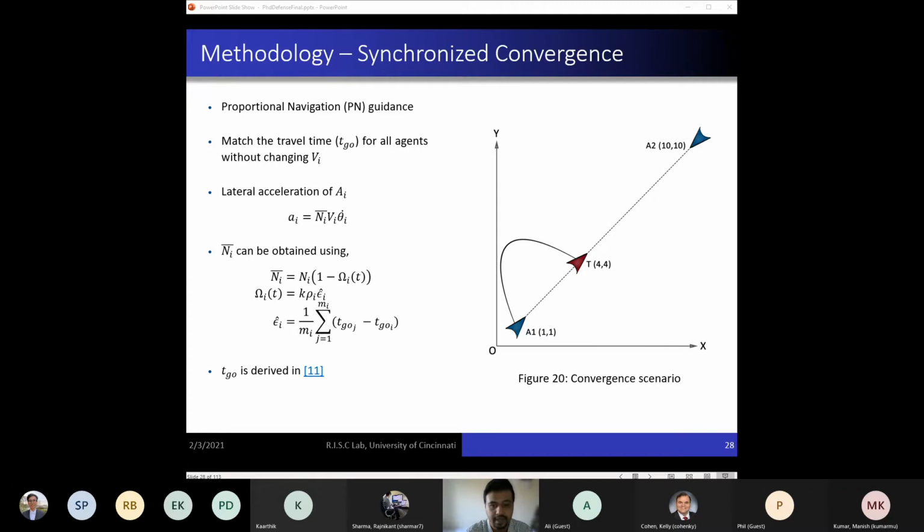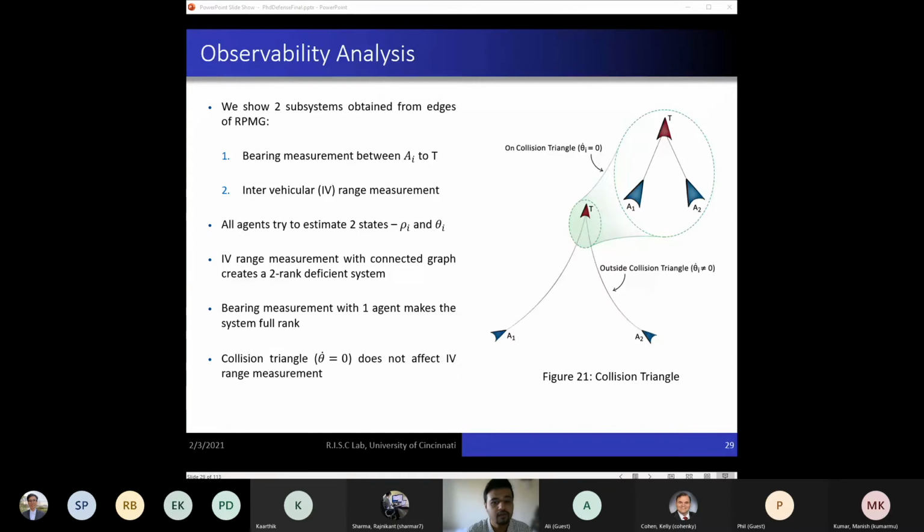Coming to the observability analysis, we divide the system into two subsystems, one for the bearing measurement between the agent and the target, and the other for the intervehicular range measurement. With the intervehicular range measurement and connected graph, we get a rank 2 deficient system. With the bearing measurement, the subsystem is full rank as we only concern ourselves with rho and theta, which is in the polar coordinate system. Therefore, using the combination of the two, we get a full rank total system.